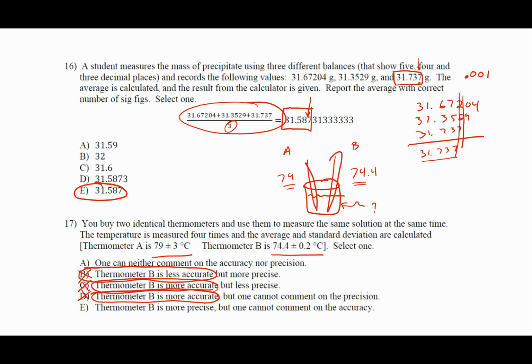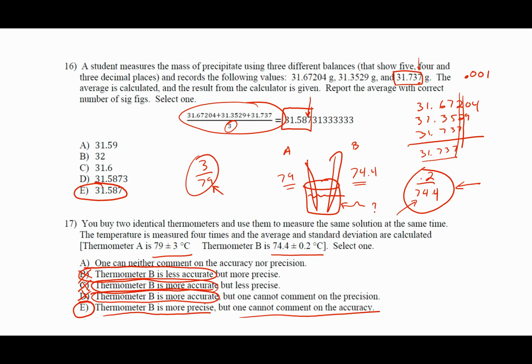Okay, we can talk about precision though, right? Precision for A is simply going to be 3 divided by 79, and the precision for B is going to be 0.2 divided by 74.4, right? We don't have to do the math to see which one of those is going to be smaller, right? This will be smaller, there'll be higher precision, right? That is a systematic error. It does not reflect on the precision of the instrument at all, right? So with this ratio, we can say that yes, thermometer B is actually going to be more precise, and we can't comment on the accuracy. So E is 100% correct.